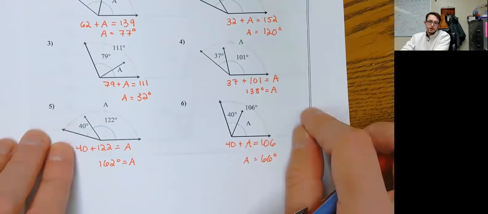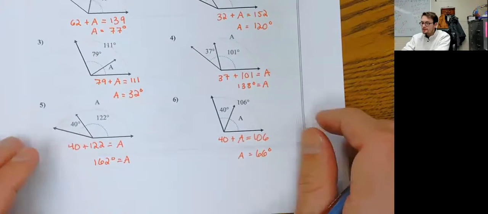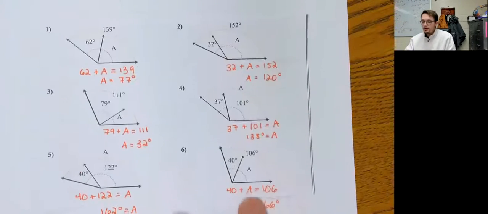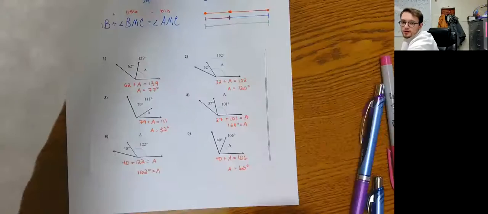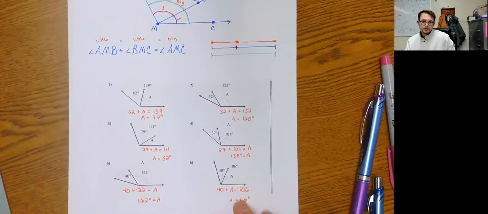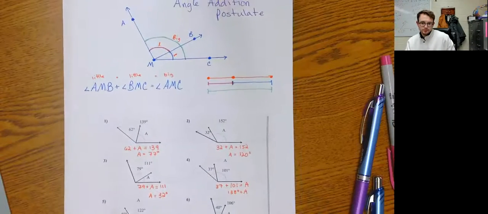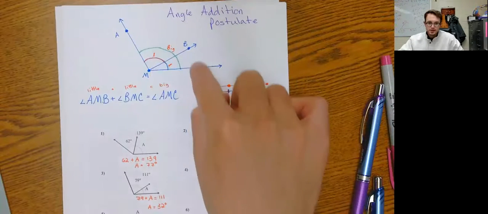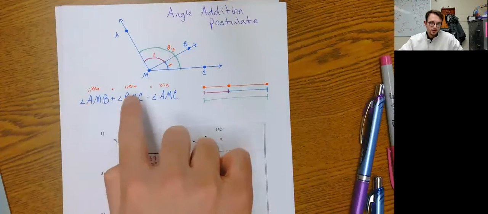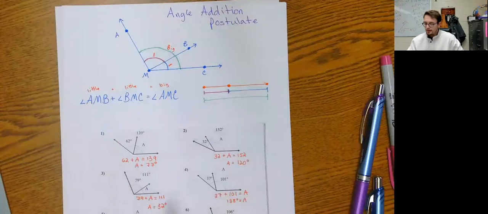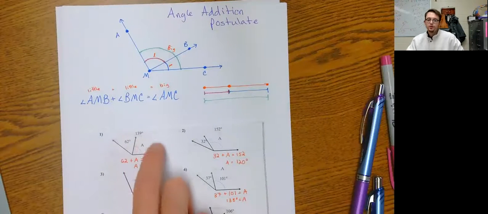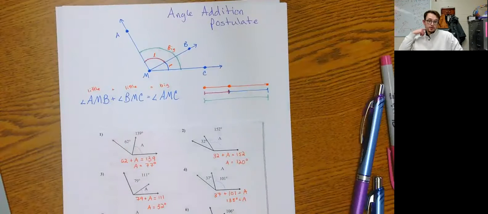All right, awesome. Hopefully this was helpful. That's all this video is going to contain, just the angle addition postulate, which is the little piece plus the little piece equals the big piece, right? Little angle plus little angle equals the big angle. You take the little angle plus the little angle, set it equal to the whole thing, and then you solve for what is missing.